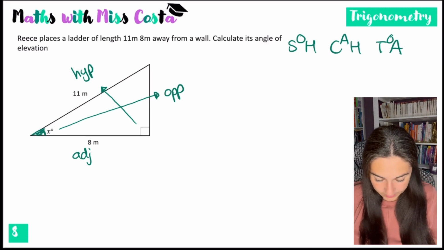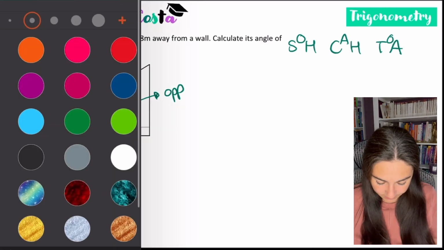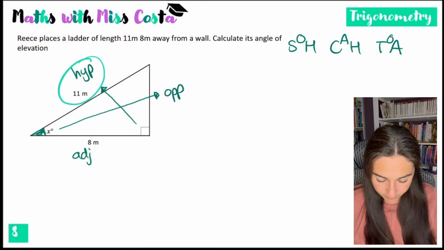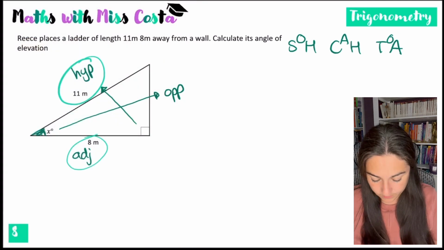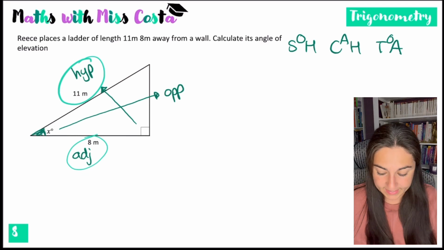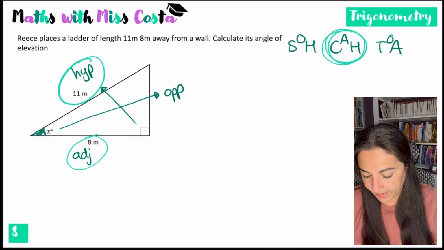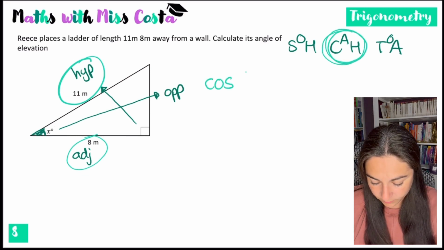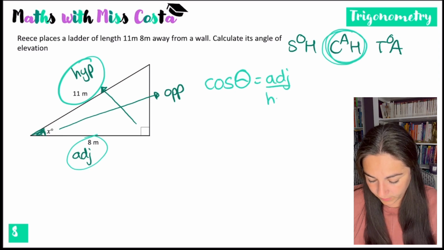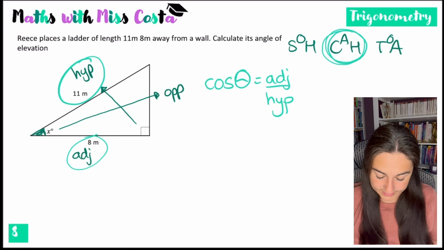Okay, so which two sides have we been given? Well, we've been given the hypotenuse, which is 11, and the adjacent, which is 8. So A and H, that would be K. So write out the little formula. So cos theta is adjacent over hypotenuse. And let's substitute what we know.